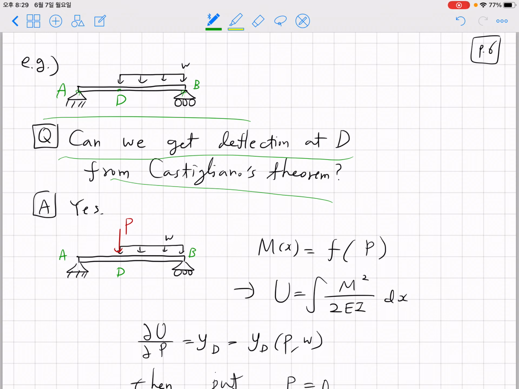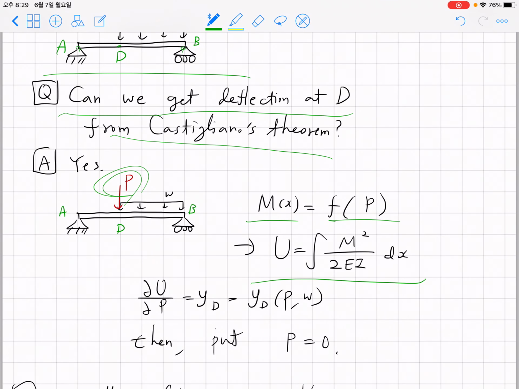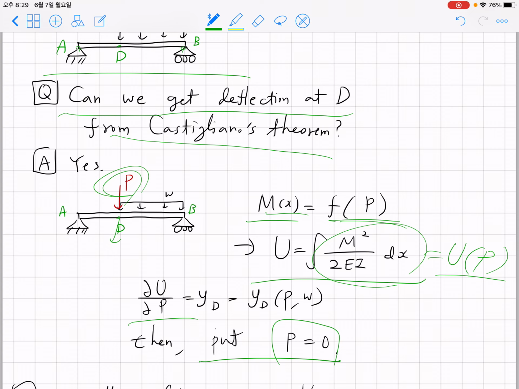The answer is yes. As I told you, we can consider a fictitious force P, so that you can obtain the moment as a function of this fictitious force P. Then you can write down the U as a function of M squared over 2EI, which is going to be a function of P, because M is a function of P. Then after obtaining U as a function of P, you perform partial U, partial P, so that you can obtain the deflection at point D. Then if you plug in P equals 0, you're going to get the answer for the Y deflection at point D.